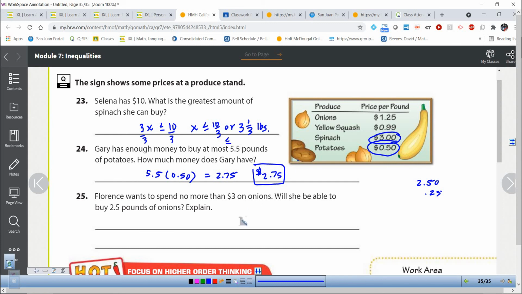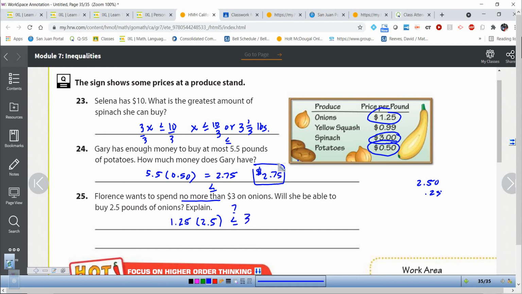Okay. All right, last question. Florence wants to spend no more than $3 on onions. No more than means less than or equal to. Will she be able to buy 2.5 pounds of onions? All right, well, onions are $1.25. So if I do $1.25 times 2.5, the question is, all right, is that less than or equal to 3?